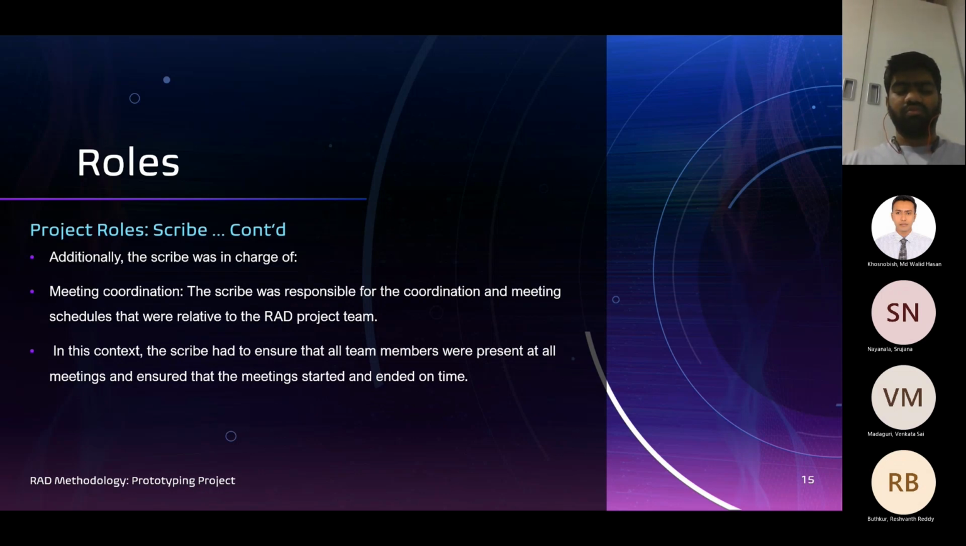Documentation. I was responsible for the documentation related to the project, and recorded documentation helped in tracking all the addresses in the team. Walid Hassan will explain the development role.